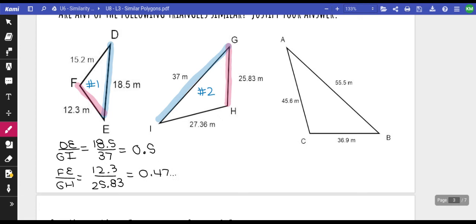Okay. Those are close, but are they the same? You could round, but it's got to be perfect to be similar. I know. So, are they similar? Nope. So this tells us 1 and 2 are not similar. Maybe I sneak that in, number 1 and 2. So we got to try again.